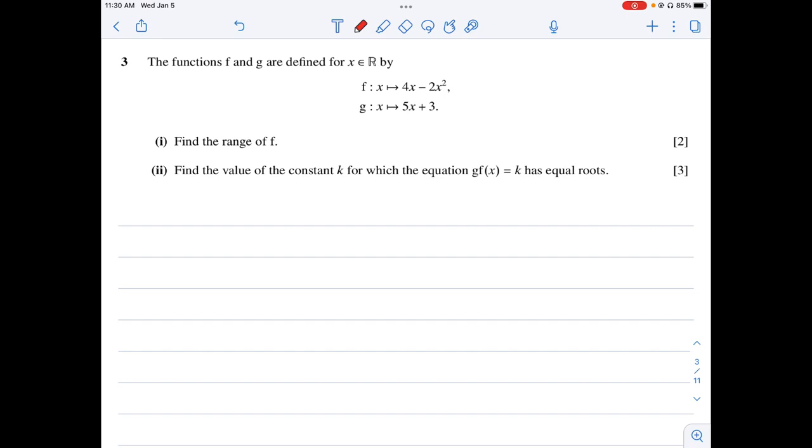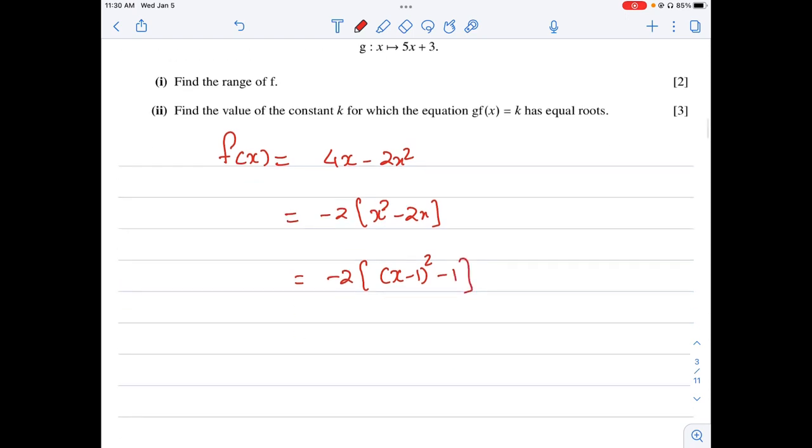Coming to the third question. The functions f and g are defined by f of x and g of x. Find the range of f. So f of x is equal to 4x minus 2x square. Take minus 2 common, so it becomes x square minus 2x. Completing the square, x minus 1 whole square minus 1. So it becomes minus 2 times x minus 1 whole square plus 2. So we can write it as 2 minus 2 times x minus 1 whole square.